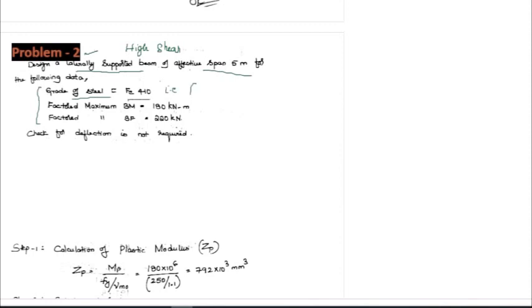That is, the ultimate strength of the steel is 410 Newton per mm square and yield strength is 250 Newton per mm square. And the factored maximum bending moment is 180 kilonewton meter and factored shear force is 220 kilonewton. And check for deflection is not required. And remember, in this question, he has directly given you the maximum bending moment and shear force calculated from the factored loads. So let me start with the first step.